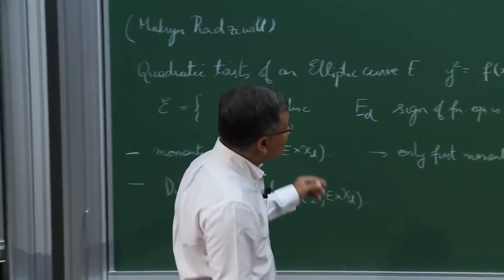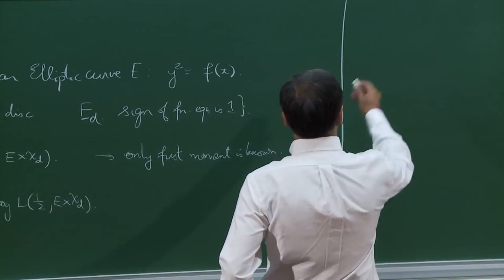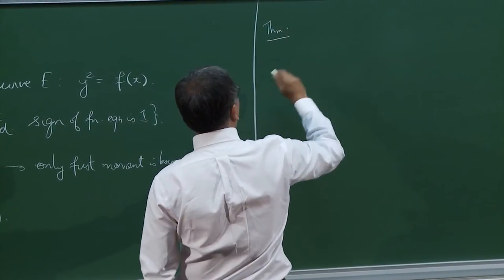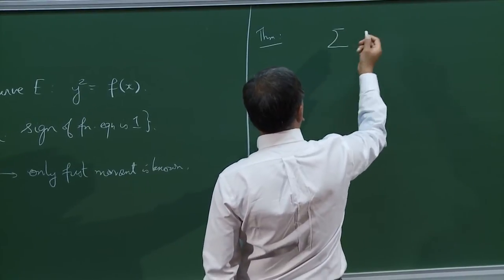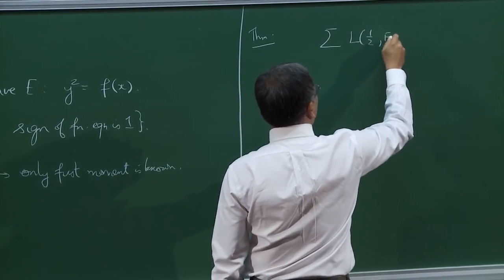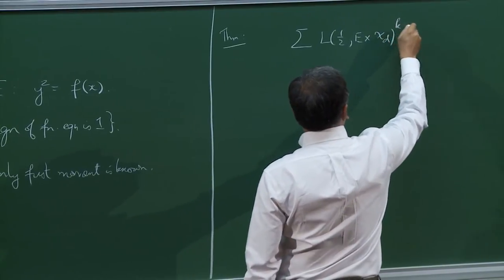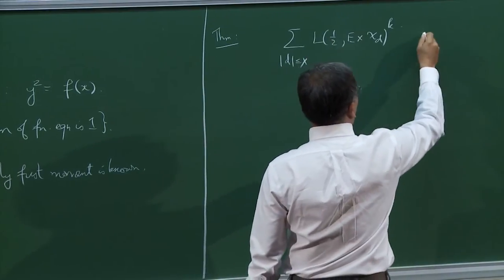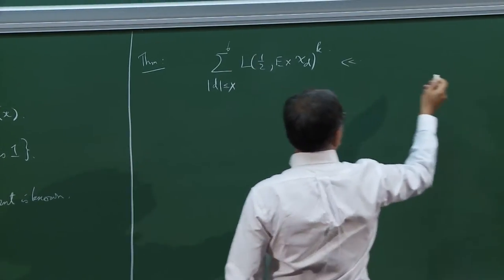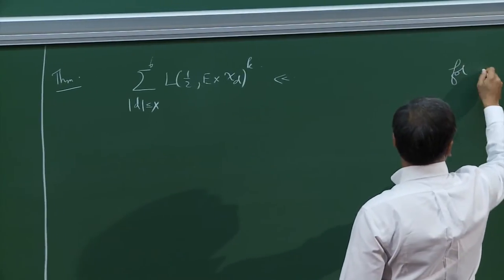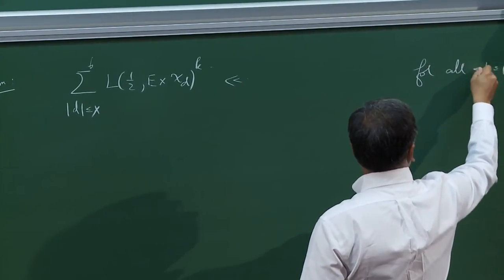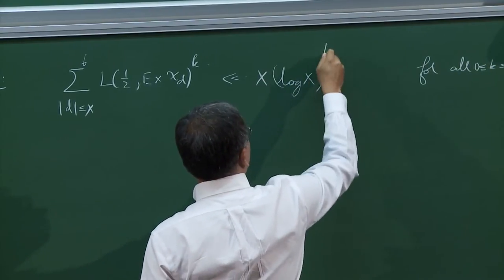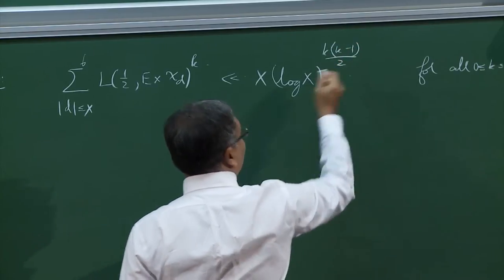Now, let me state the kind of results that we can prove. First, since we know the first moment, I'll try to indicate that we can prove the following upper bound for all k less than 1. That this is at most the conjectured asymptotic, which in this case is (log x) to the power k times (k minus 1) over 2.